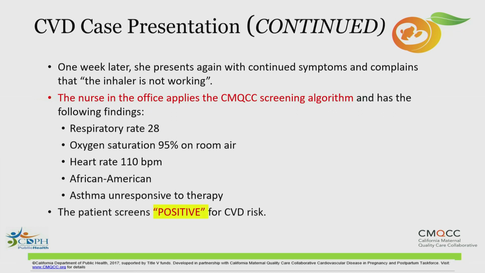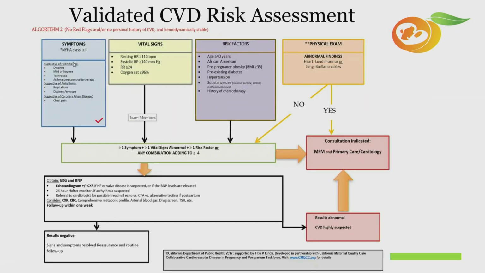And that's one of those red flags. So the patient, or one of the risk factors, or symptoms, screens positive. And if you go here, she had asthma unresponsive to therapy, heart rate 110 or greater, respiratory rate above 24, O2 sat. So she actually screened positive two ways.